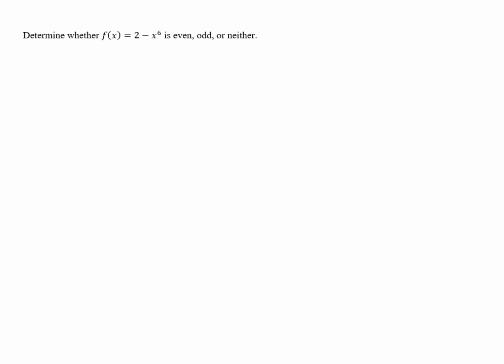Determine whether f of x equals 2 minus x to the sixth is even, odd, or neither. Remember, for a function to be even, we need f of negative x to be equal to f of x. And for it to be odd, we need f of negative x to equal the opposite of f of x.